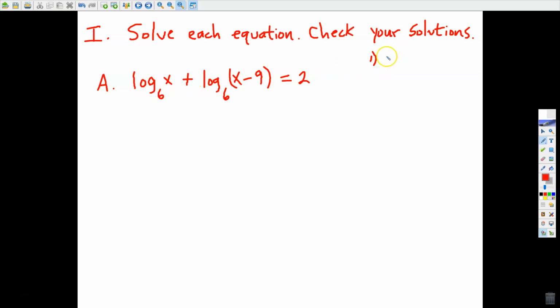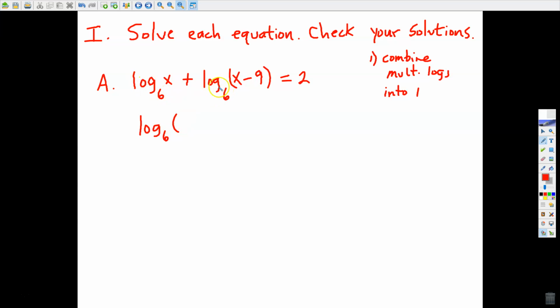If you have multiple logs, I'll just say combine multiple logs into one. We have the product property, the quotient property, and the power property that can all be used to help accomplish this. For this problem, since these 2 separate logs are being added, I'm going to apply the product property, which says 2 separate logs of the same base that are being added can be written as one single log using multiplication.